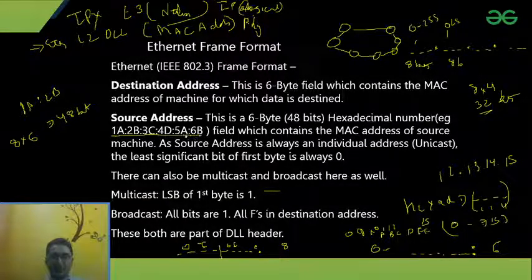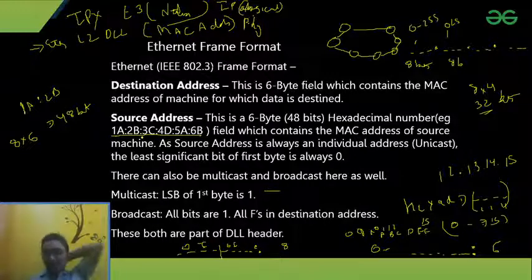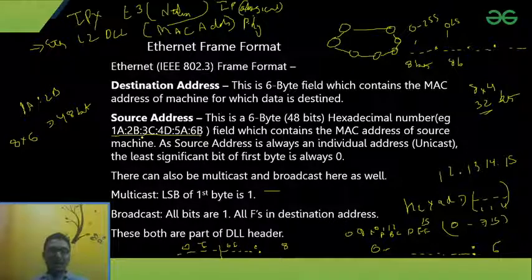So this was the representation of source and destination MAC addresses in Ethernet. A source address is always an individual address. The source can never be broadcast or multicast. You need to understand that, because you cannot receive the same thing from multiple addresses. So the source is always unicast.